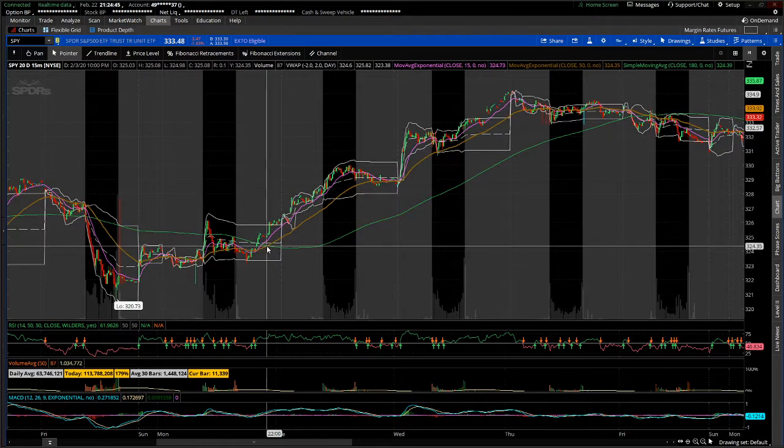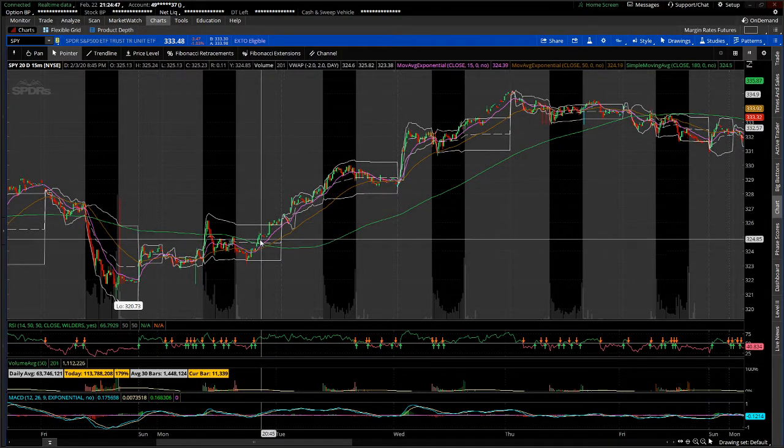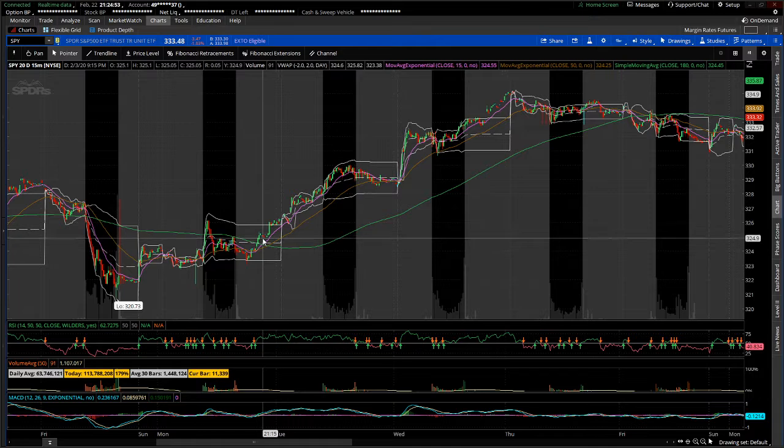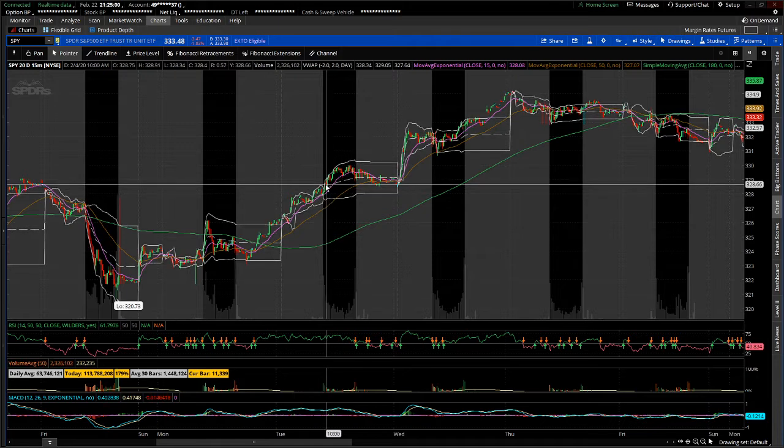When you have the 15 and 50 crossing the 180 and the candles are on top of the 15, you're on top of the VWAP as well, because the dotted line is the VWAP. This is a definite buy. So you would get in right here. Of course, if you're in options, you wouldn't be able to do it until right here.